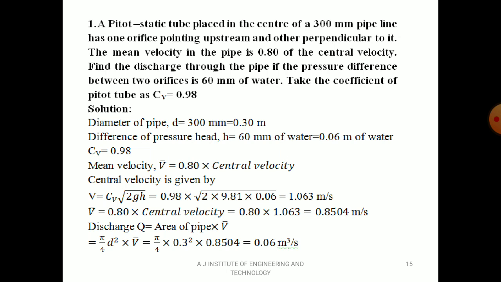So in discharge you are supposed to consider mean velocity if it is given in question. So you have to consider mean velocity, area of the pipe into mean velocity. By knowing mean velocity we can calculate discharge. So Q equal to 0.06 meter cube per second. That is the value of discharge.